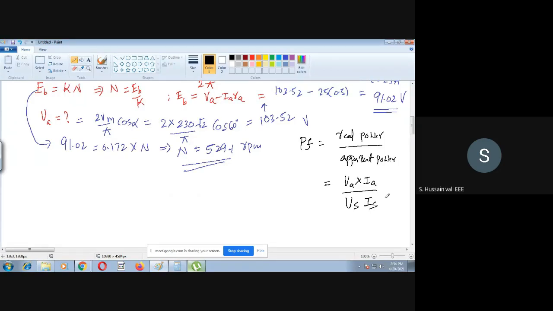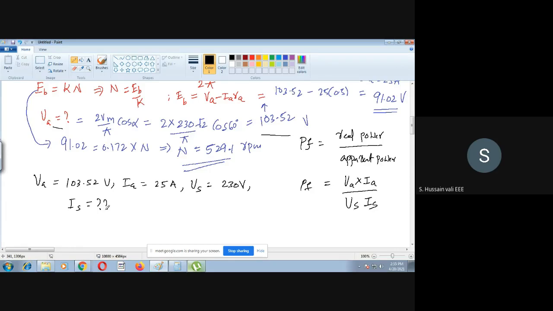Now we will see how to do this. One by one we will find out the terms in this power factor equation. First, VA. He has given VA in the problem, 103.52. IA is the rated current, so it is 25 ampere as given in the problem. VS, the RMS value of the supply voltage, is 230 volt, which is also given. Now the RMS value of the supply current, this we don't know, so we have to find it out.